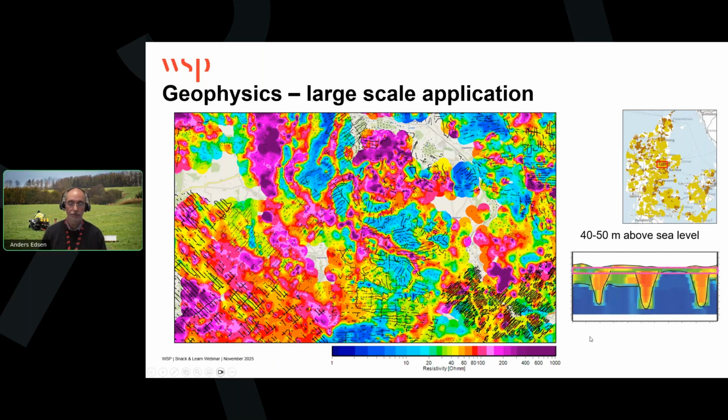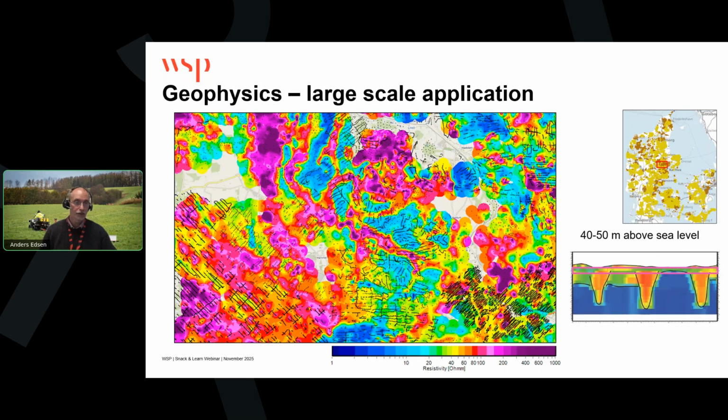From the bottom, the blue colors represent Paleocene clays, which have very, very low resistivity. But in these Paleocene clays, we see that there are buried valleys that have cross-cut the Paleocene clays, and on top of this, we see glacial Quaternary deposits representing different kinds of sediments: sand, gravel, but also moraine clays and meltwater clays.